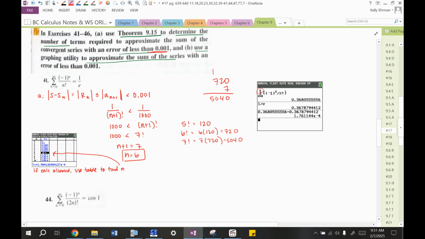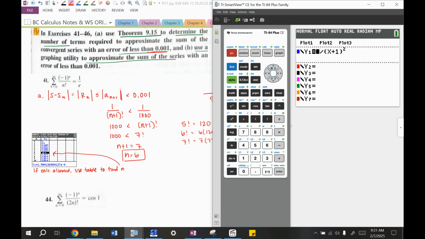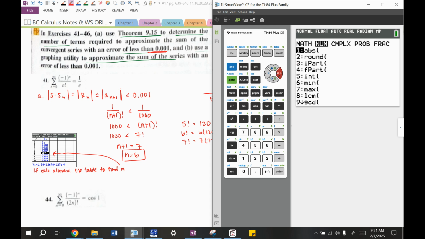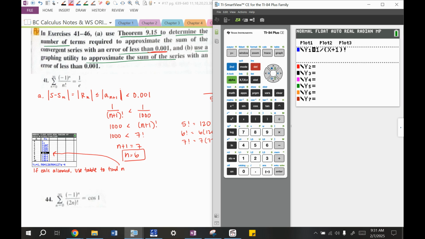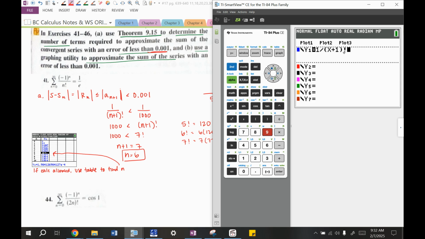Now, what if I'm allowed to use a calculator? Then I'm not going to bother with all of that math. If I'm allowed to use a calculator, I'm going to type my expression for the n plus 1th term into my calculator. So 1 divided by x plus 1 factorial. Now, factorial is either in the math menu over to probability right here, or it's alpha, one of these up here. I just sort of guess. It's alpha window, I think. Yeah, and it's down there. So however you want to get to that, that's your factorial.